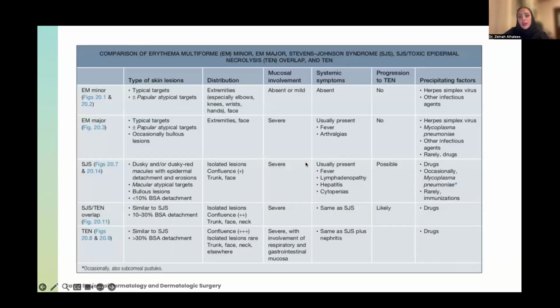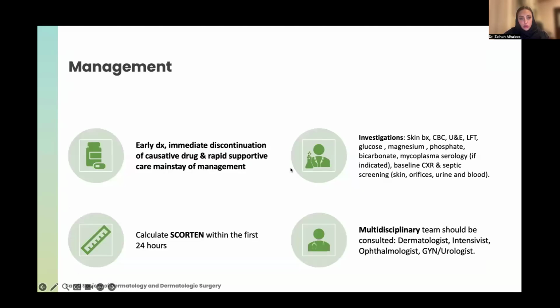precipitating factor. And this is one of the tables in Bologna that I really like. It just shows you the differences between EM minor major, SJS, SJS-TEN, and TEN overlap in terms of the primary skin lesion distribution, systemic symptoms, and the triggers as well. So I'll keep it for you later on to read.